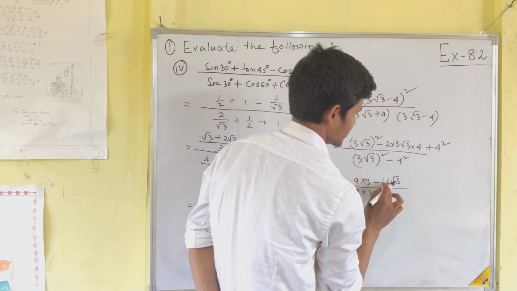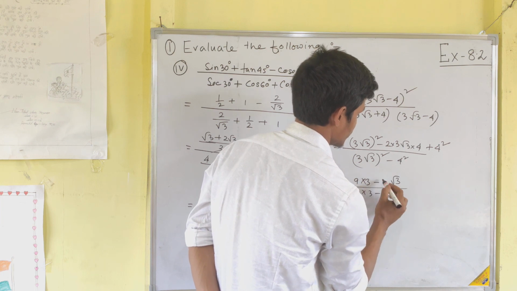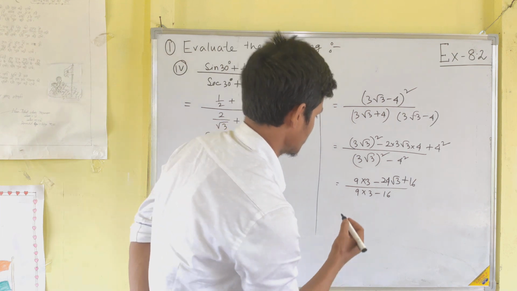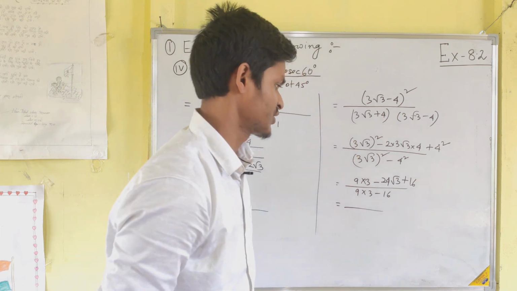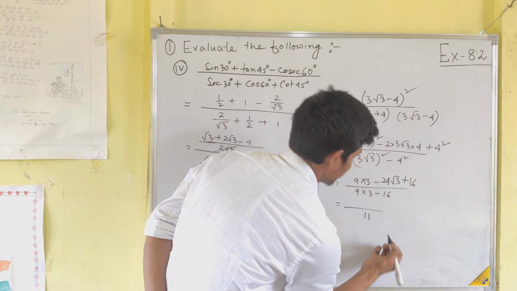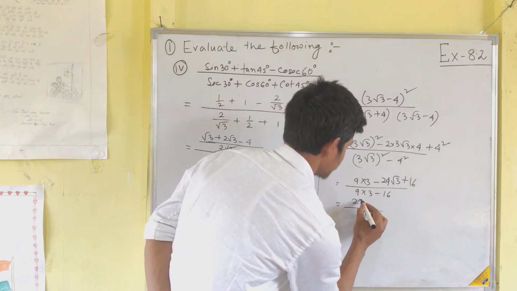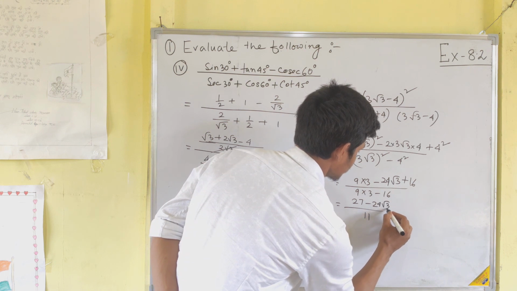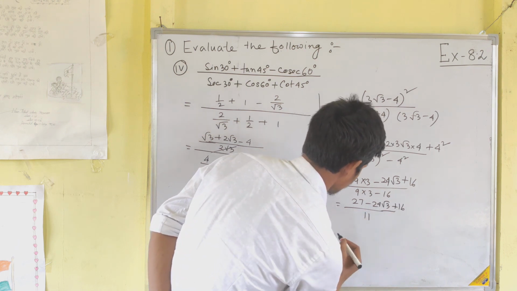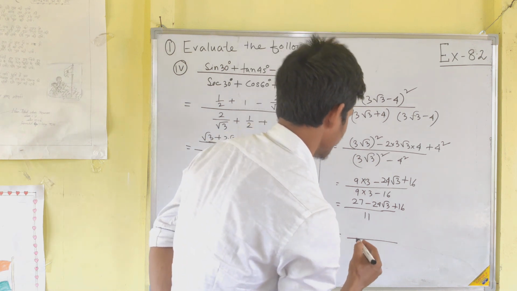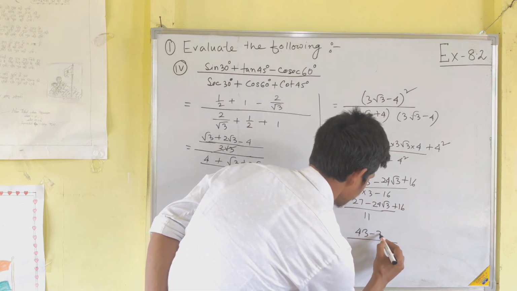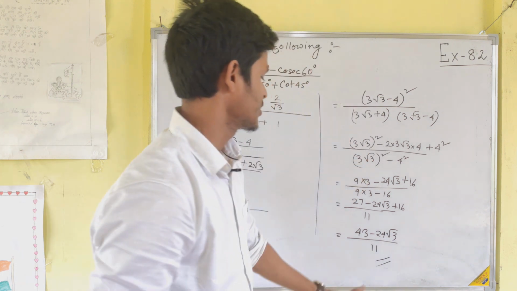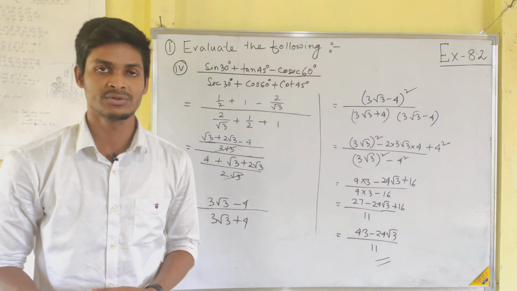Sorry, 2 3s are 6, 6 4s are 24. 24 root 3 plus 4 square is 16. So 9 3s are 27 minus 16, 27 minus 16 will be 11, and 27 minus 24 root 3 plus 16. So 27 plus 16 is 43 minus 24 root 3 by 11. So this is your answer, 43 minus 24 root 3 by 11.